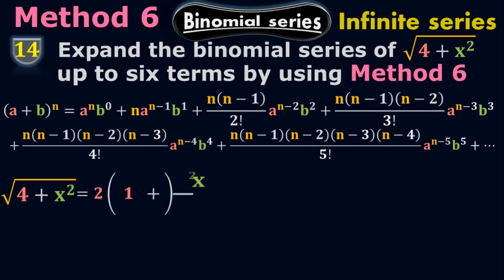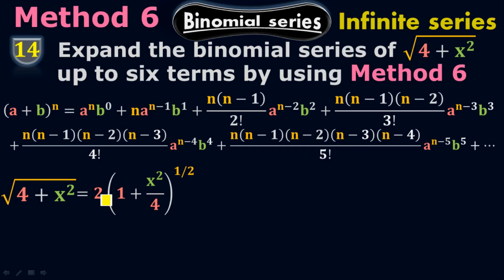It can be written as 2 into (1 plus x squared over 4) to the whole 1 over 2. This square root can be written as 1 over 2. Now we have to take square root of 4 common. Just take square root of 4 common from here. So we're gonna have square root of 4 into (1 plus x squared over 4). Square root of 4 equals to 2. Therefore I have 2 here.